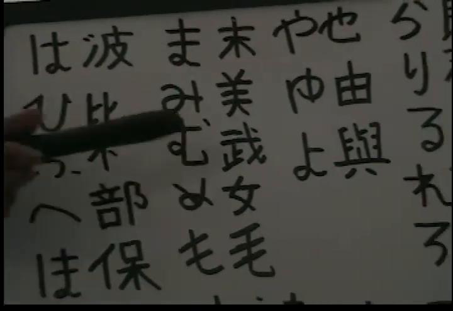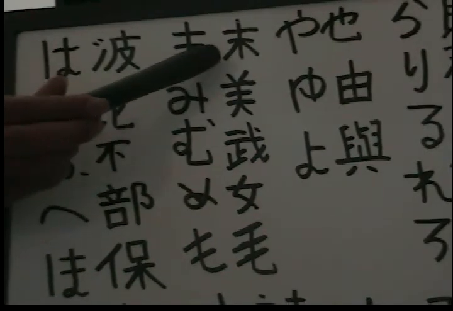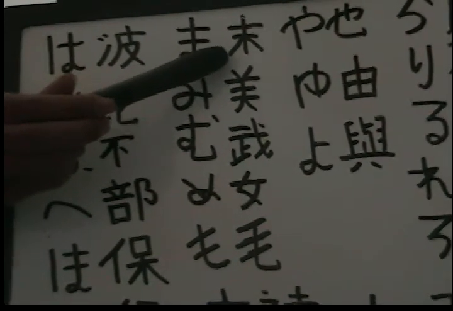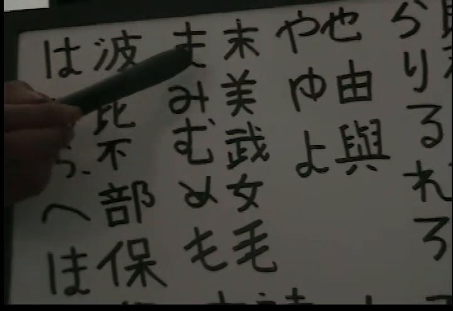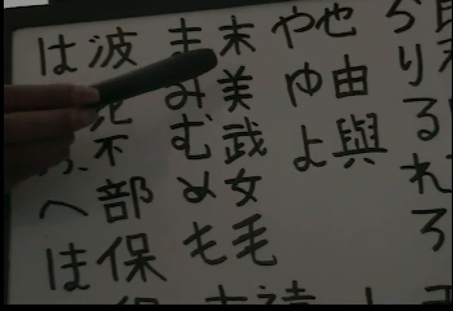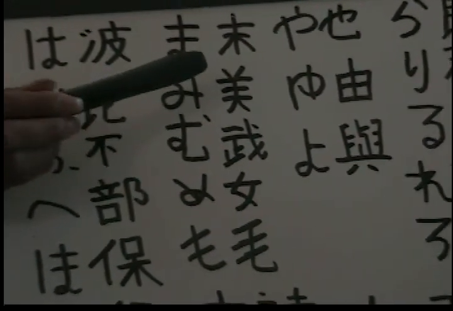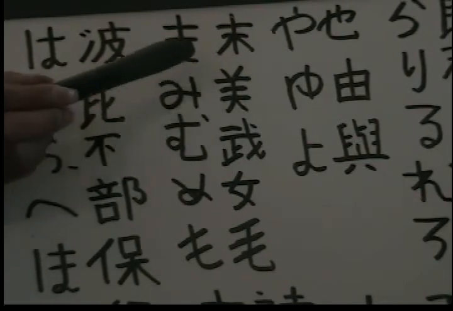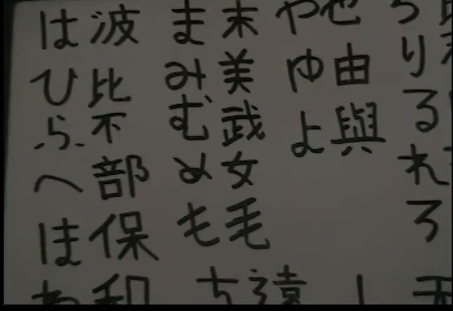Okay. Let's see. Ma. We have matsu. Matsu means like the end of something. For example, if you say shumatsu, the weekend. Shu means week in Japanese, and matsu means the end. So when you say shumatsu, that means the end of the week. Kotoshi matsu, the end of this year. So matsu. Okay, next one, mi.